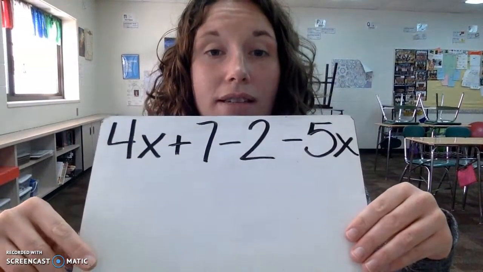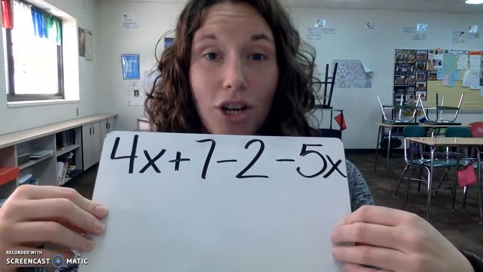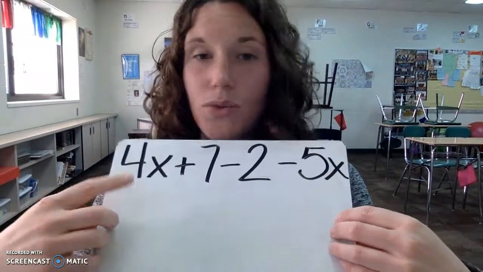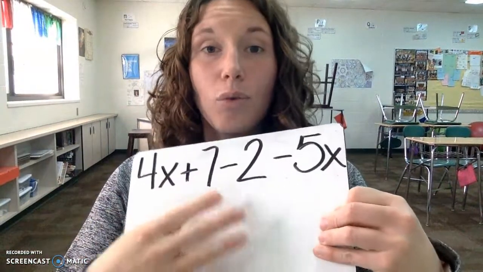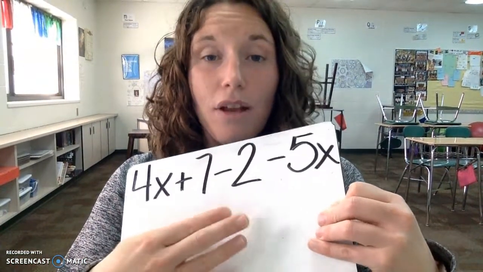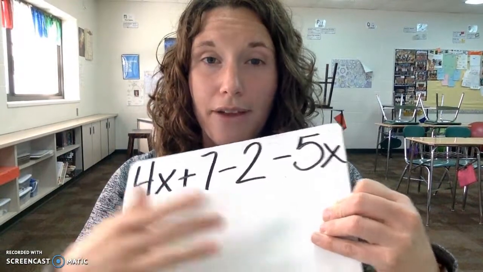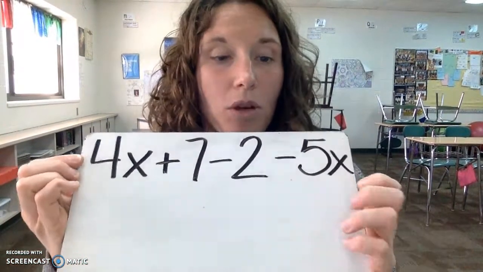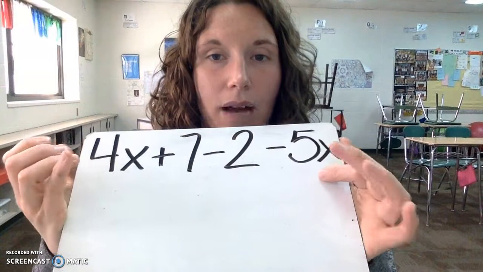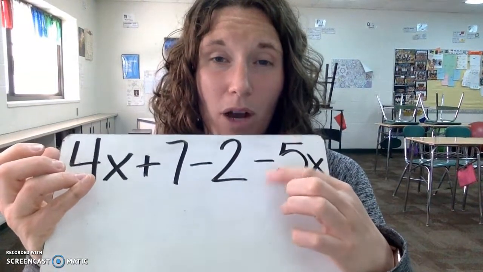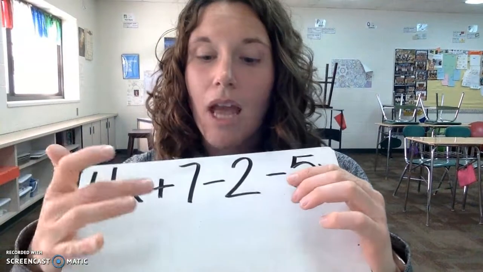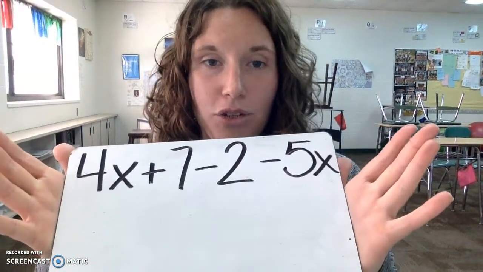So I have this and I'm looking for the like terms, the things that are the same. So I see that I have x's, those are the same. And I have regular, what we call constants, those are the same. So that's 7 and that 2. So some of you could probably see 4x minus 5x over here. That's the important part, and that's the part I'm afraid that some of you are going to miss. And then 7 minus 2.